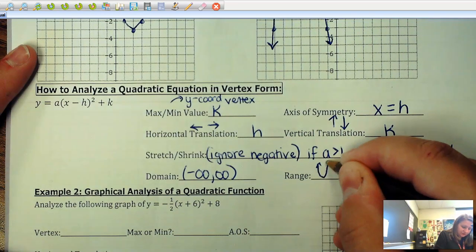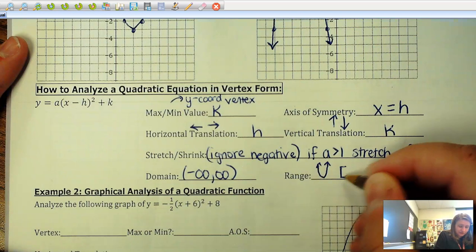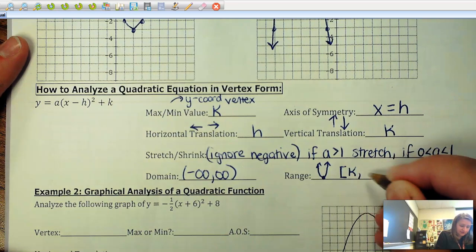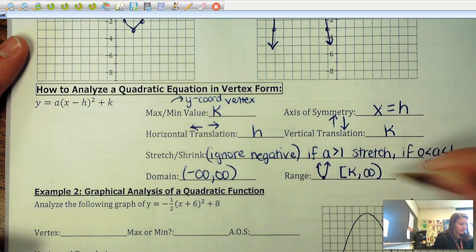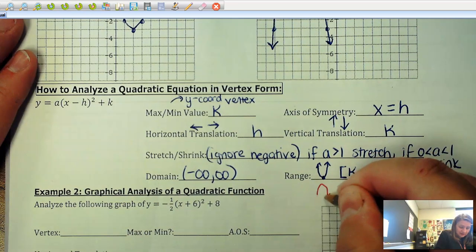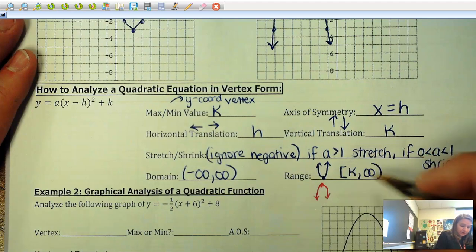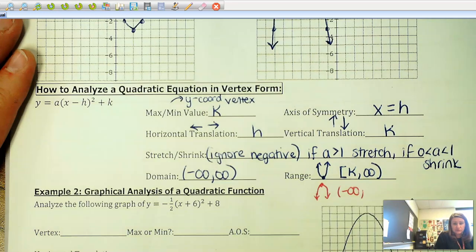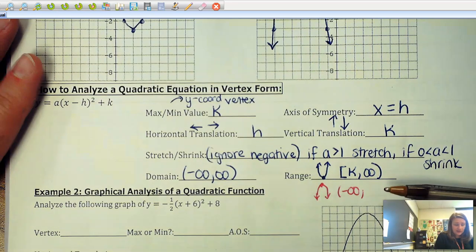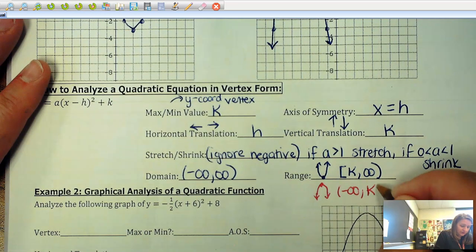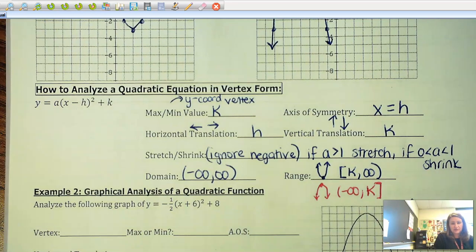If the graph turns right side up, your range will start, the first y value you would touch is going to be the y-coordinate of the vertex, so that's going to be k, and then it goes up forever, so it would go up to infinity. If your graph turns upside down, then the graph approaching from the bottom would go down forever, so negative infinity is where you would start for your range, and then the last point you're going to touch is going to be the y-coordinate of the vertex. So the range is going to depend on the direction the graph turns.